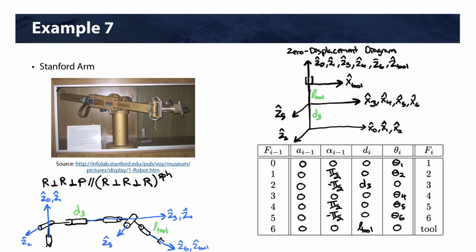All right, and so there is our D&H. So we're going to look in the next video at how we use our D&H parameters to solve the forward displacement problem for our spatial robot arms.